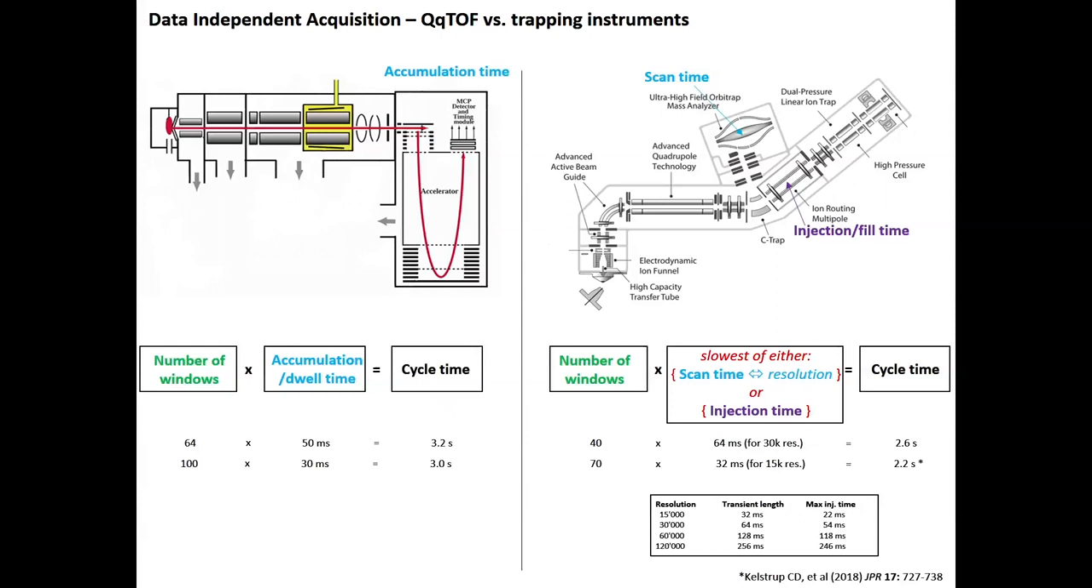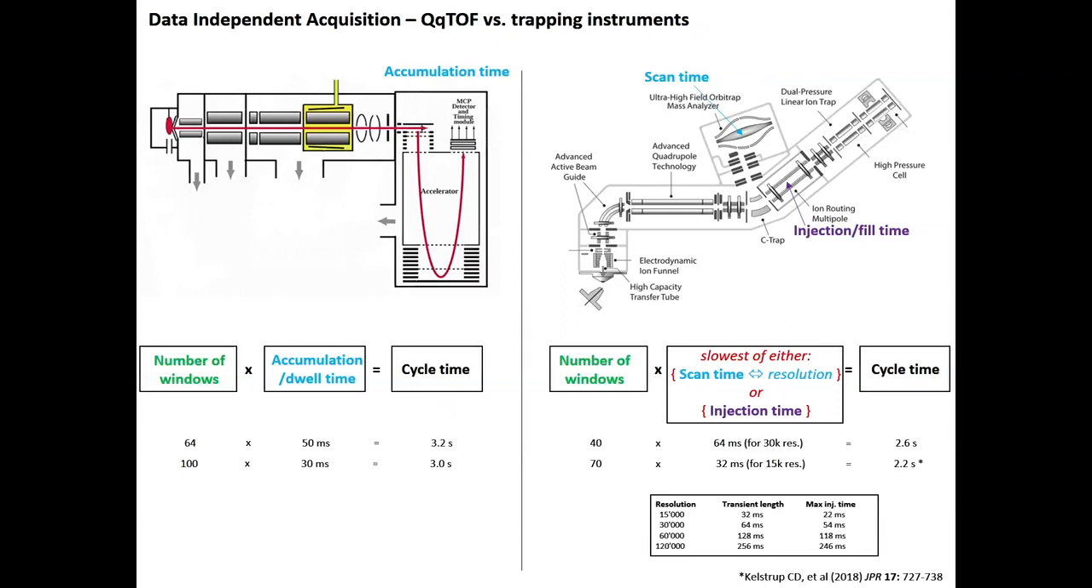You have the Orbitrap that performs the scanning. And you have what they call HCD cells or ion routing multipoles, which is where you actually fill the ions and where you perform the fragmentation before sending the ions to be measured on the Orbitrap.